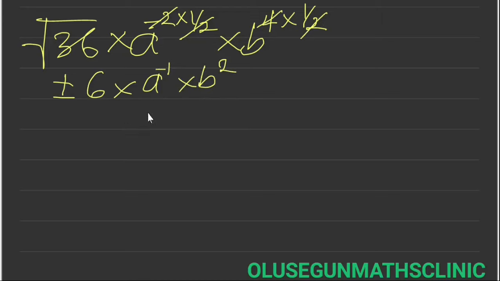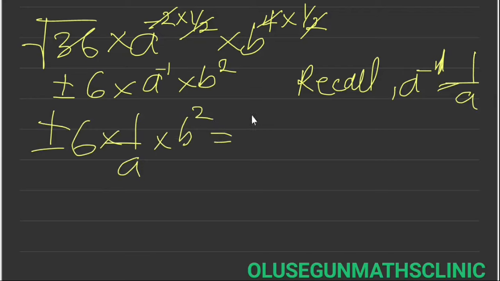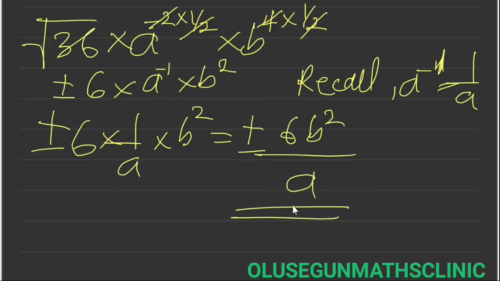Now recall that A raised to power minus n, or minus 1, will be 1 over A. Therefore, plus or minus 6 times 1 over A times B squared will now be plus or minus 6B squared over A. You try to watch this video again and again, you gain this logic easily, as it is so very simple.